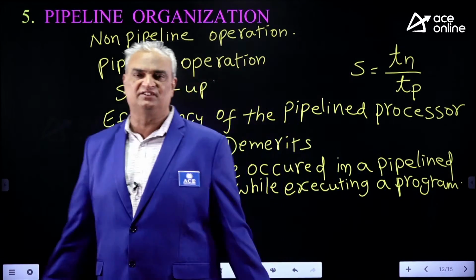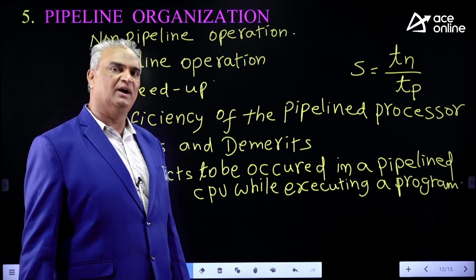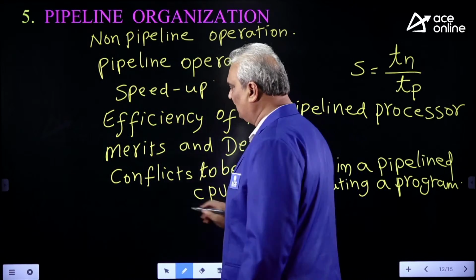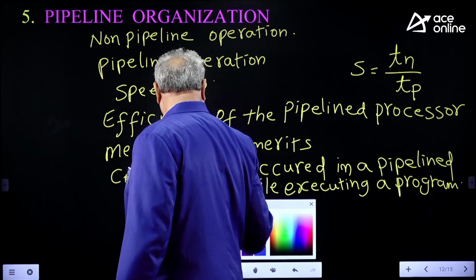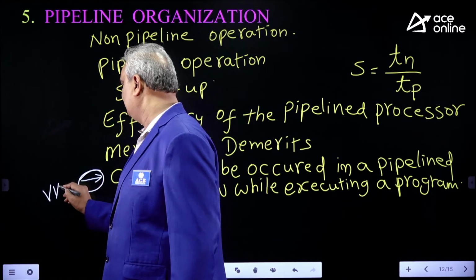In this, what is resource conflict, what is data dependency conflict, and what is branch conflict. Definitely we expect a question from these conflicts, and compared to remaining subtopics, it is very, very important subtopic.